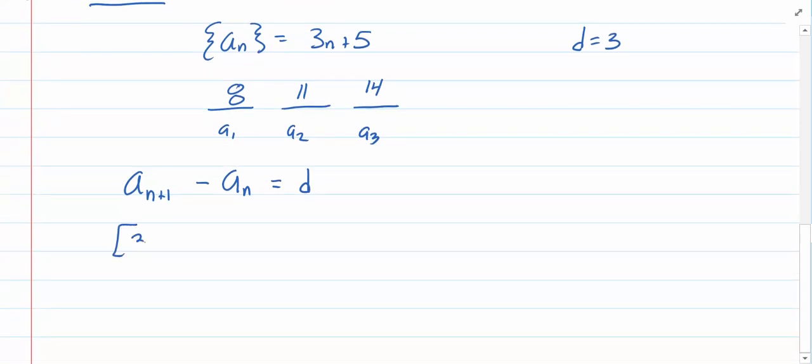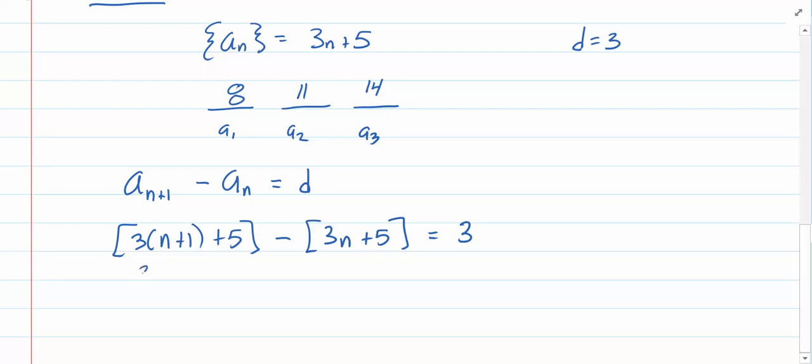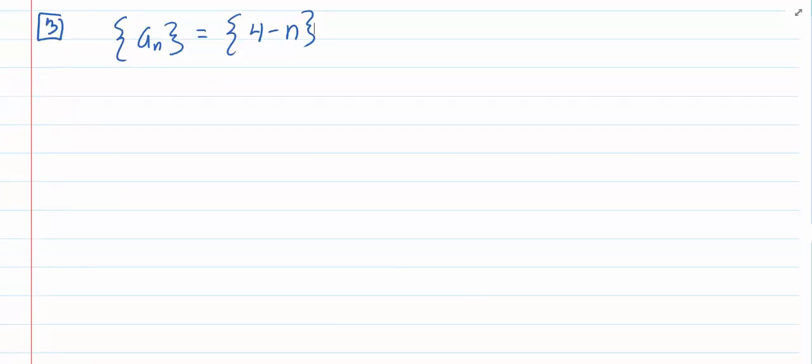So this is 3 times n plus 1, plus 5, minus a sub n, which we know is 3n plus 5. All of that has to equal the common difference of 3. So this looks like 3n plus 3 plus 5 minus 3n minus 5. Does all that equal 3? Check it out. 8 minus 5, yep, 3 equals 3.